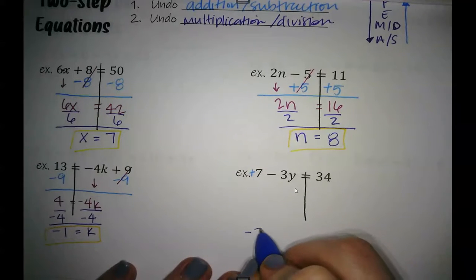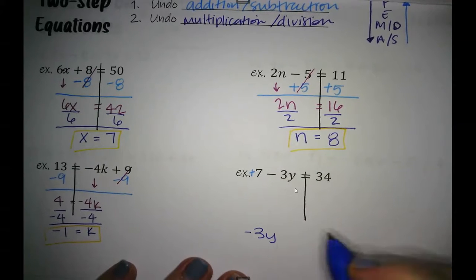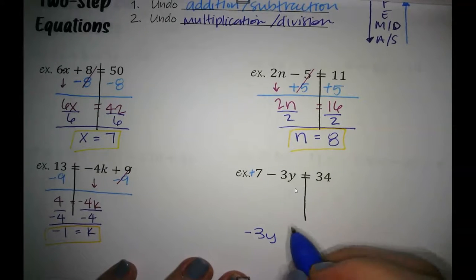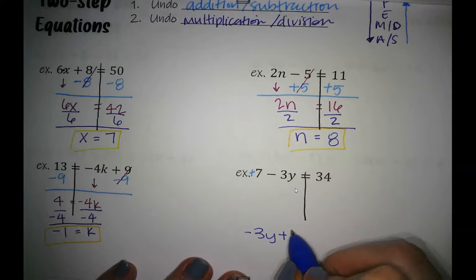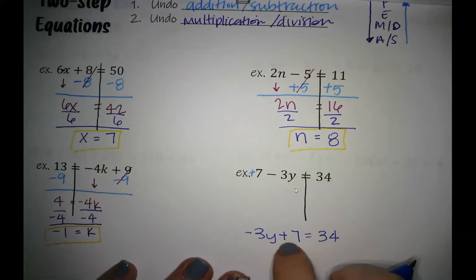So then it's negative 3y. Remember, that negative sign travels with that number. I really want to get this through. Then this is a positive 7, so that means plus 7 equals 34. So if it helps to rewrite our variable in the front and then our constant next when solving these problems, you can do that. Just make sure you get your signs proper.